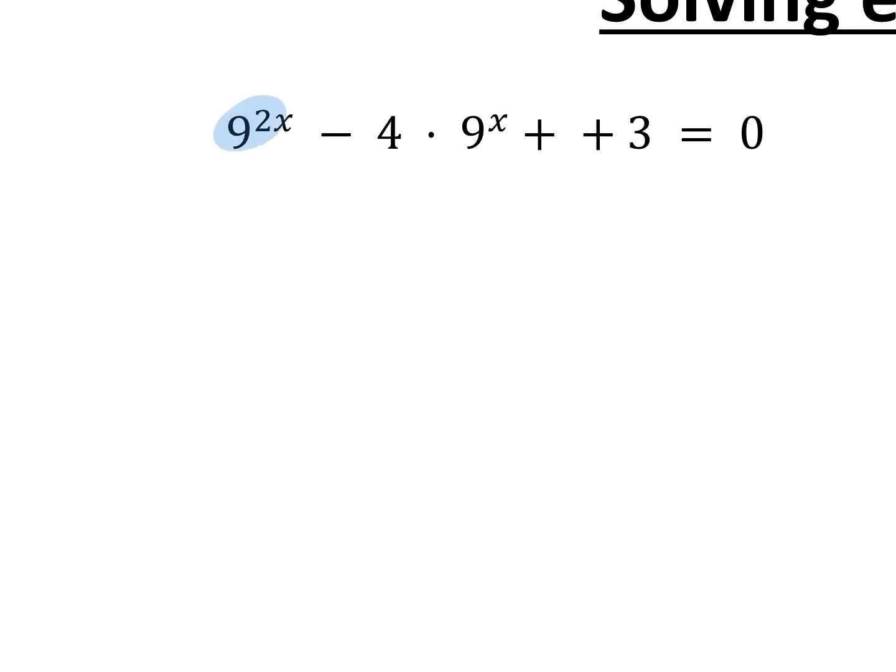I have 1, 2, 3 terms. Oh, sorry, that's an extra plus sign. That shouldn't be there. I have 1, 2, 3 terms, and what I need to do is try to solve. There's some hints in here. The fact that this is set equal to 0 could definitely be one of them. But the way we're going to solve this is through factoring.